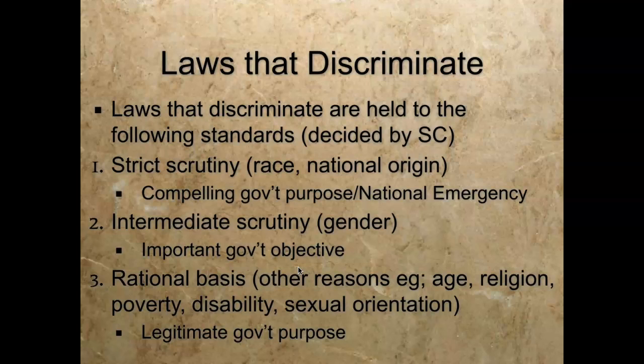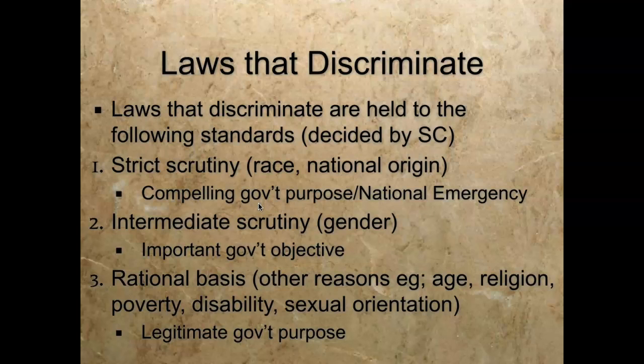Laws that discriminate based on race or national origin are held to the highest level of judicial scrutiny. The standard is called strict scrutiny, and for such laws to not violate the Equal Protection Clause, there must be a compelling government purpose for the passage of such laws.